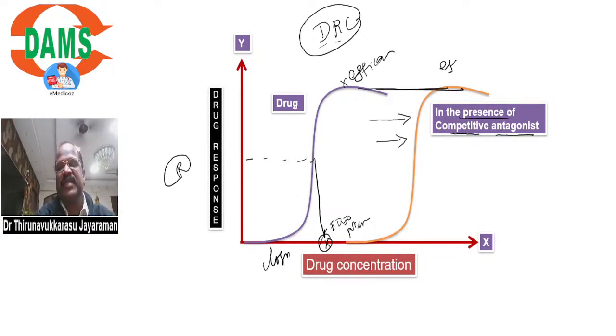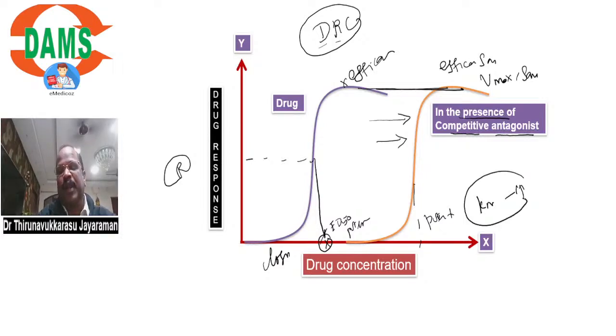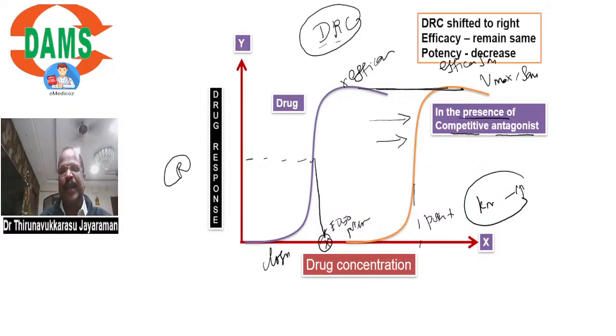That means efficacy is the same, that means Vmax is the same, whereas the potency decreases. Potency they call Km, Km is increased. So if they say Vmax same, Km increased, it is called competitive. That means in competitive antagonism, the DRC is shifted right, where efficacy is the same and potency decreases. But in your question, what do they say? They say efficacy.